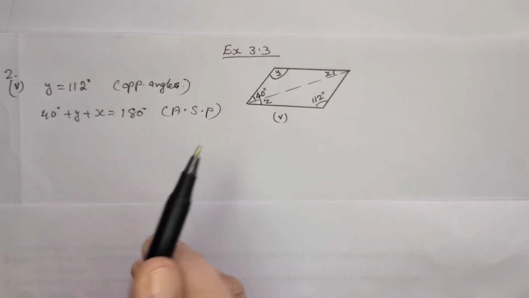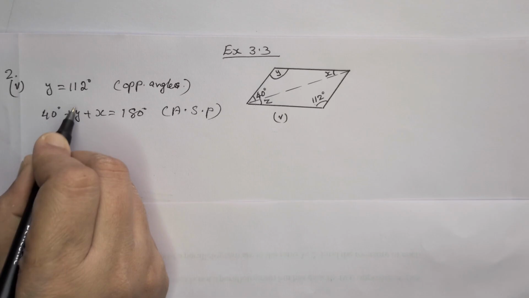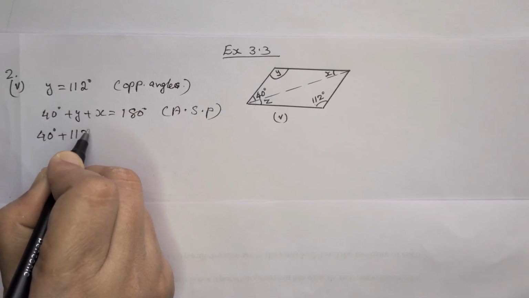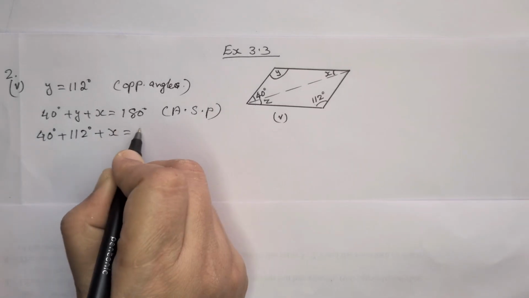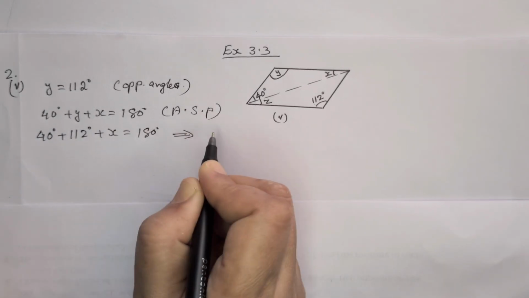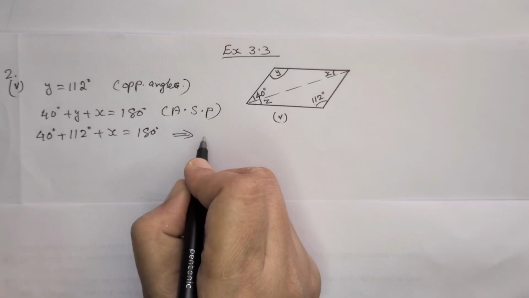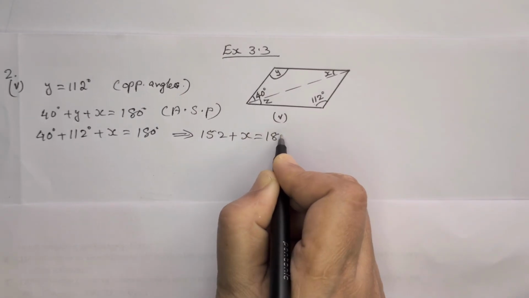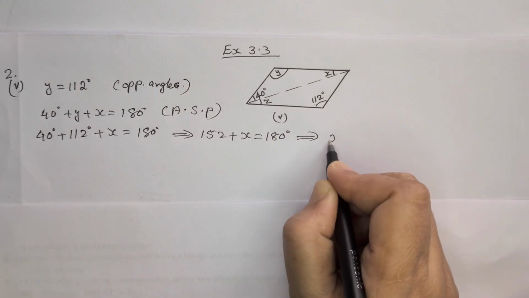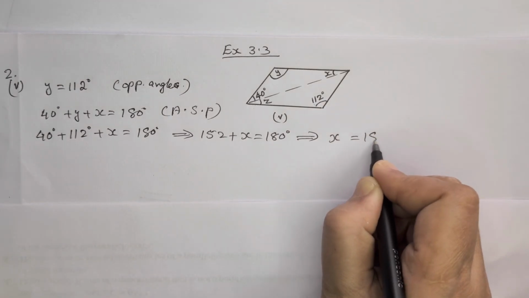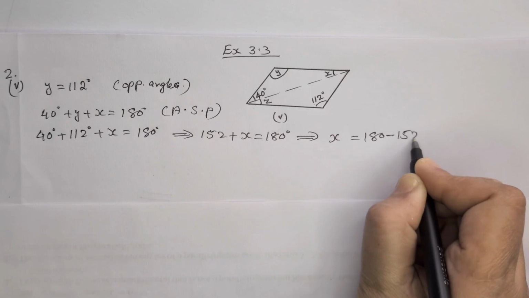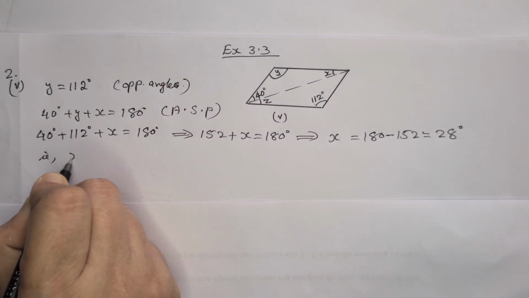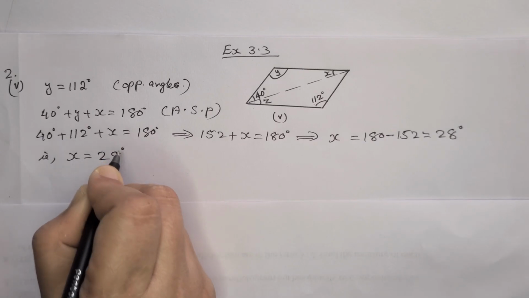Now from here Y we can replace, that is 112 plus 40 plus X is equal to 180 degree, which implies 152 plus X is equal to 180. That means X is equal to 180 minus 152 is equal to 28 degree. That means X is equal to 28 degree.